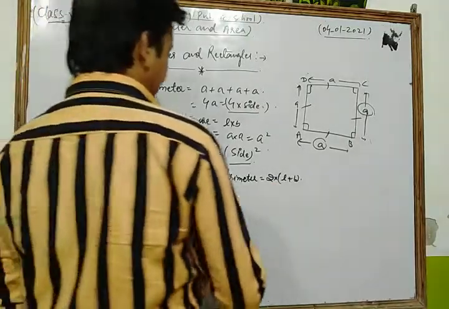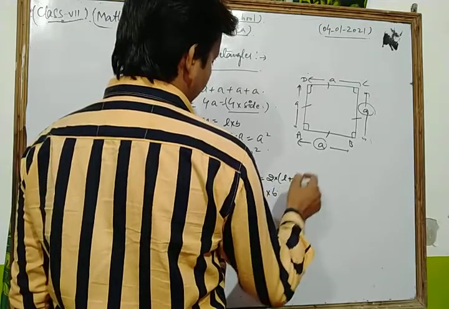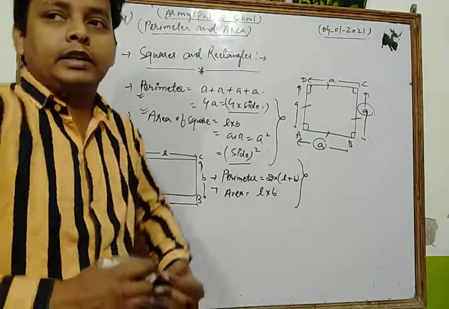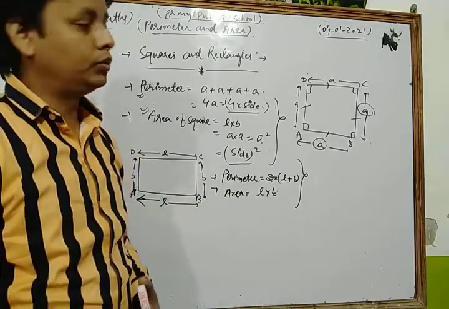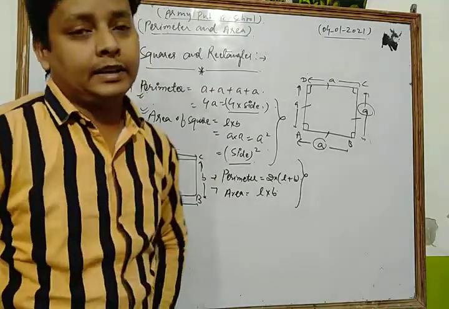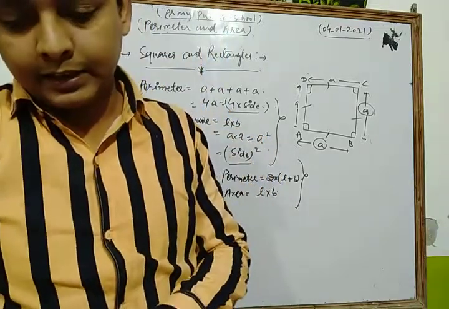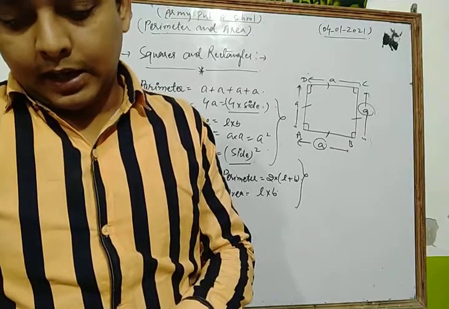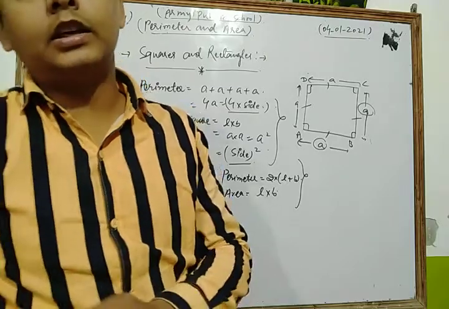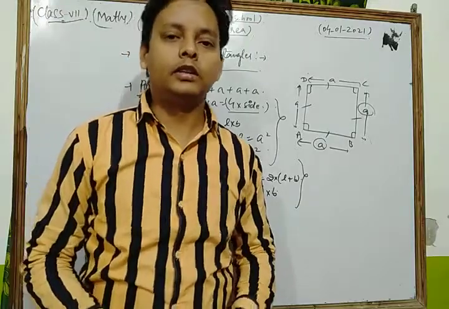And the second is area. The area of a rectangle is length into breadth. Okay. So these are some important formulas related to squares and rectangles. So please, dear students, first learn all the important formulas related to squares and rectangles. After that, you can solve each and every question of your NCERT exercise. Now, dear students, we take and solve some important questions based on rectangles and squares. Let's see.